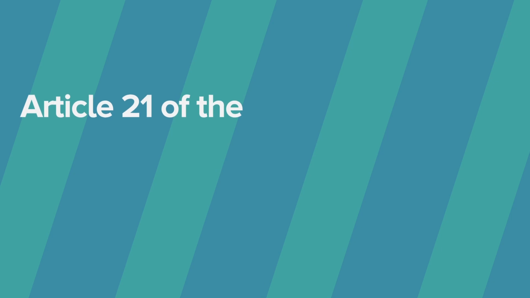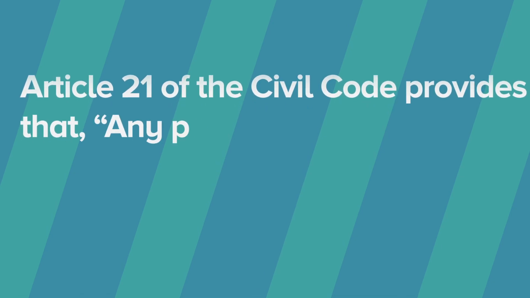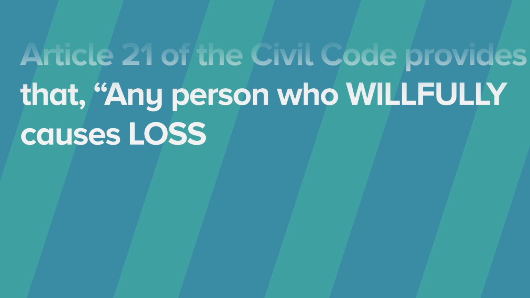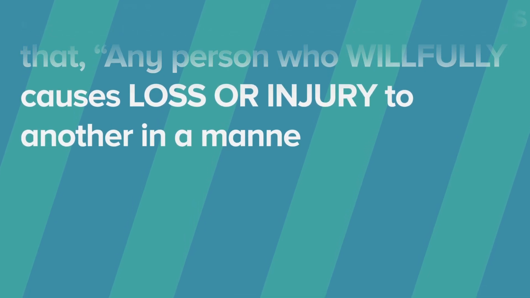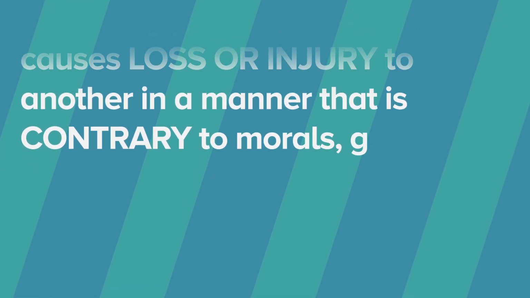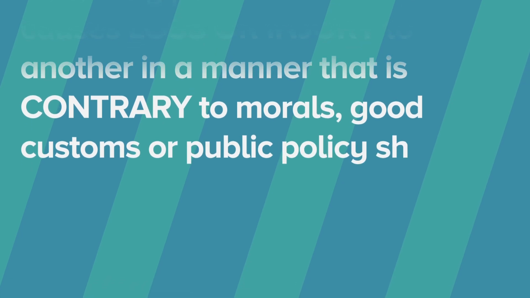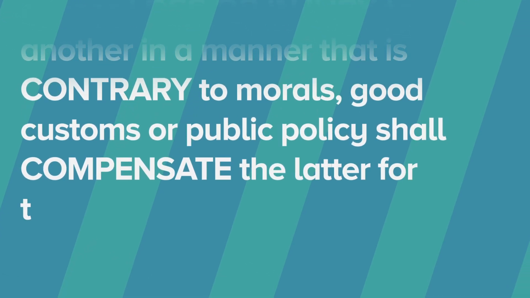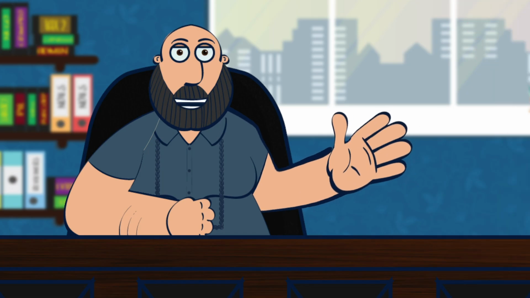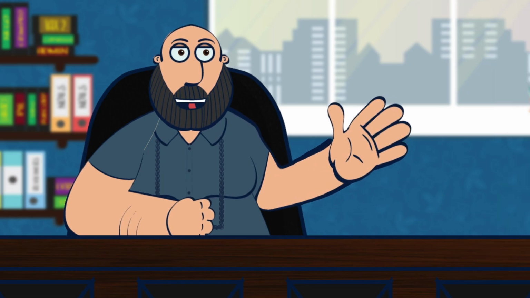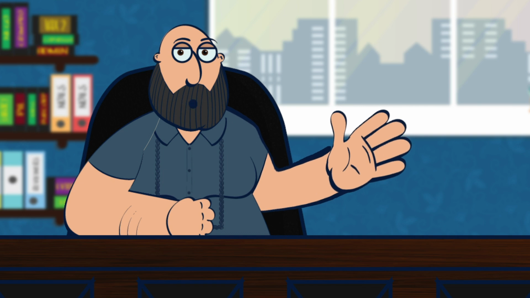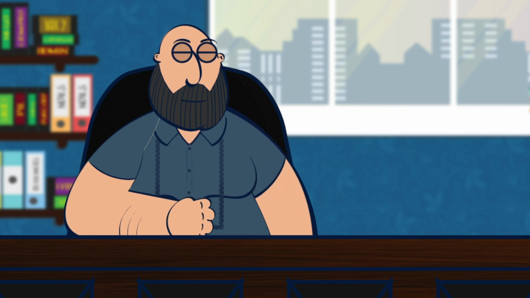Article 21 of the Civil Code provides that any person who willfully causes loss or injury to another in a manner that is contrary to morals, good customs, or public policy shall compensate the latter for the damage. If you are watching this with your copy of the Codal, please open your Codal to Article 20 of the Civil Code, which provides that every person who, contrary to law, willfully or negligently causes damage to another shall indemnify the latter for the same.